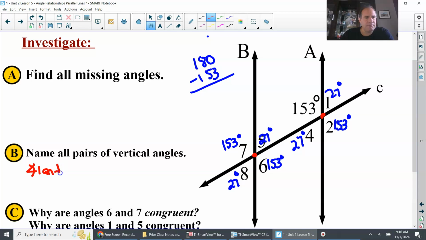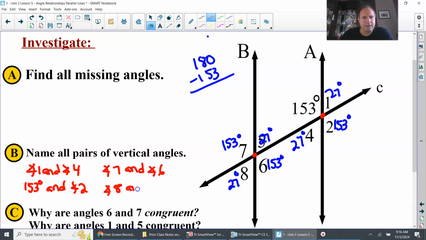Angle 153, 153 degrees, and angle 2. Angle 7 and angle 6 and angle 8 and 5.